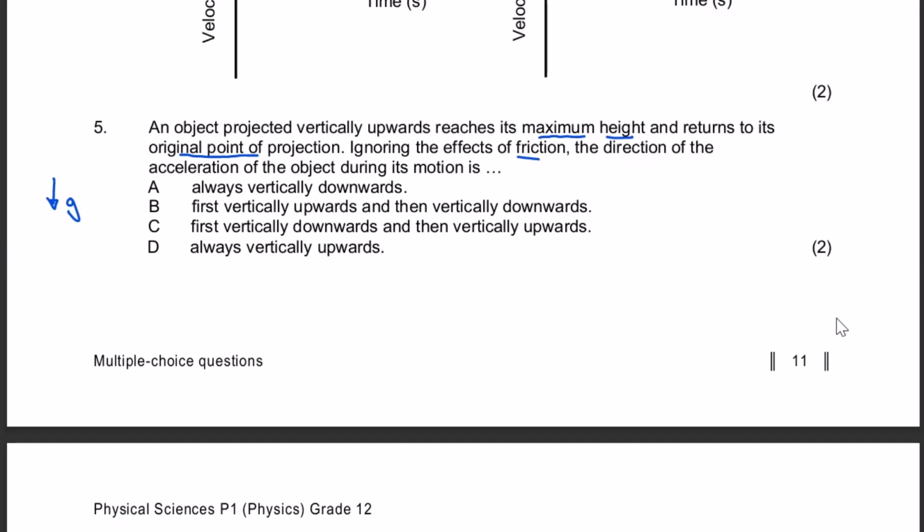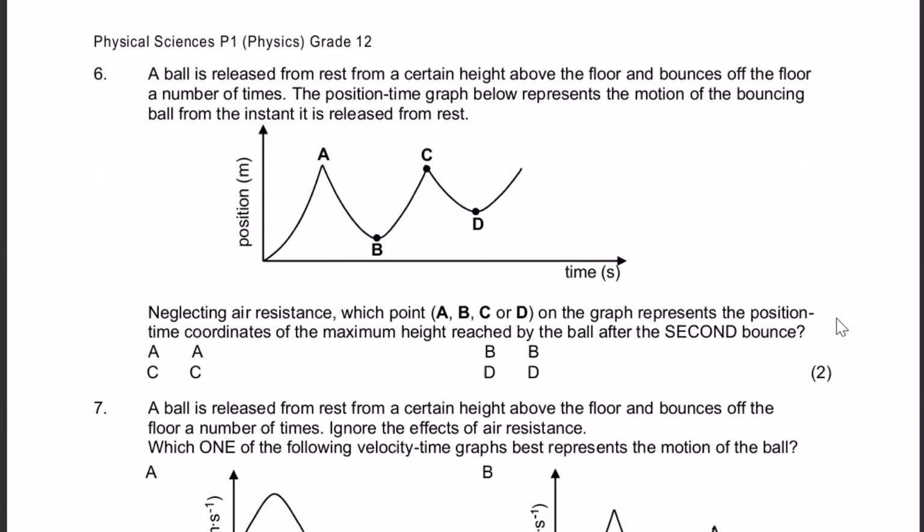Even when the object is moving upwards, take note that gravity always acts downwards. Then acceleration is vertically downwards, right? So our option A, always vertically downwards, is the correct answer. Then moving on to question 6.